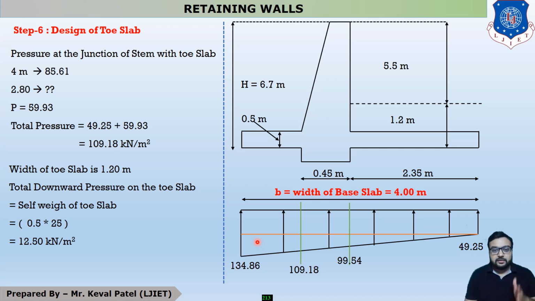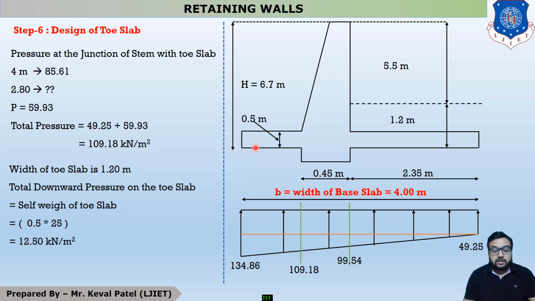So after calculating the upward pressure diagram, we have to find out the downward pressure diagram. You all know that this portion is blank, so no material is filled at this portion. So we have to find out our total downward pressure diagram. Our downward pressure here is due to the self weight of the retaining wall portion, which is the toe slab. So what is the self weight of toe slab?